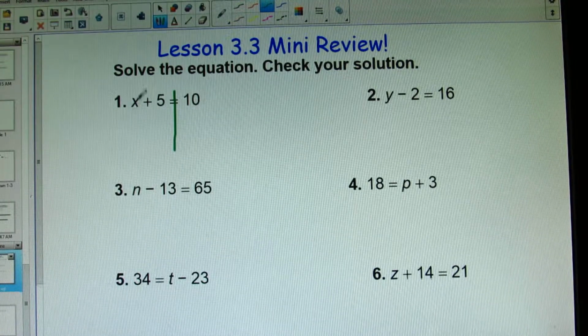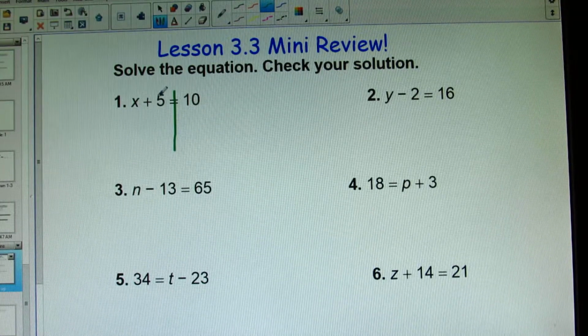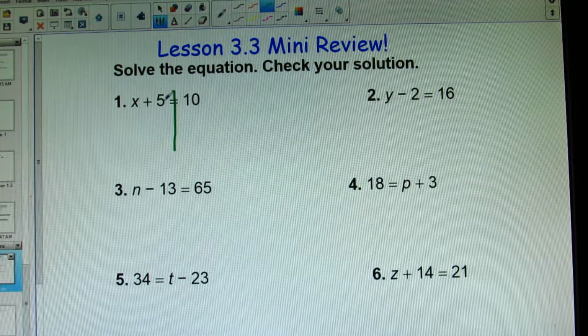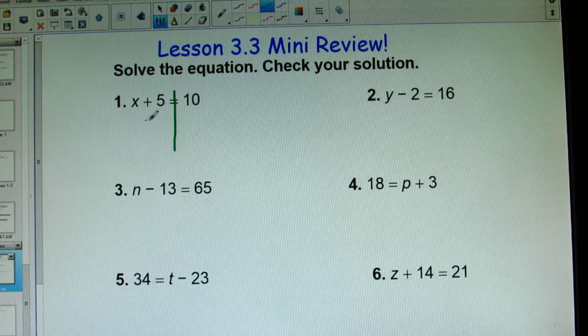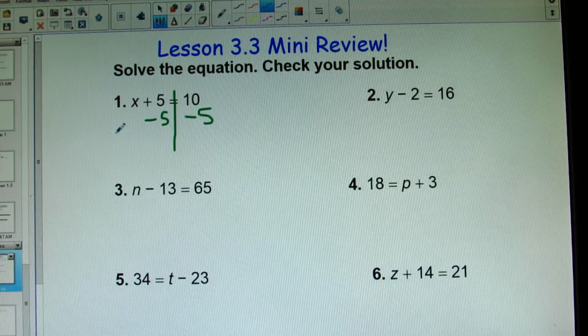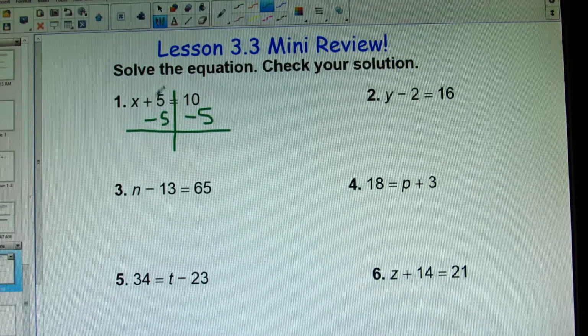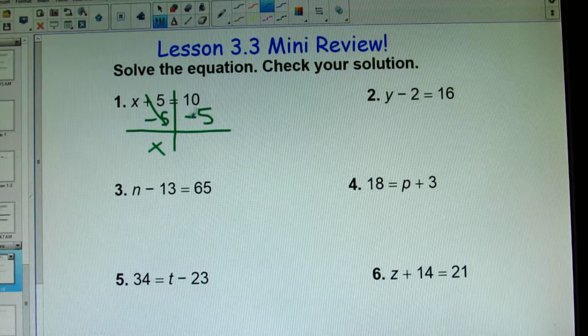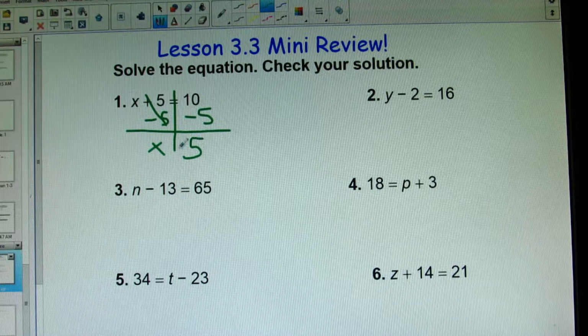So in order to get this variable all by itself, I have to get rid of this 5, this positive 5. To get rid of it, I have to do subtracting by 5. So that way, when I combine a positive 5 and a negative 5, they will cross out. X equals 10 minus 5, which is 5.